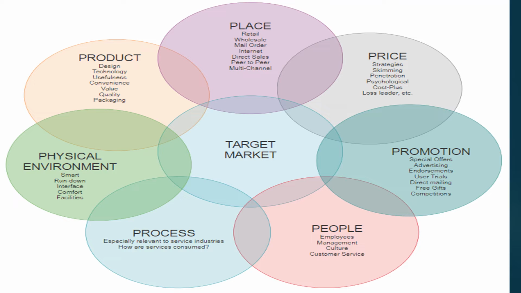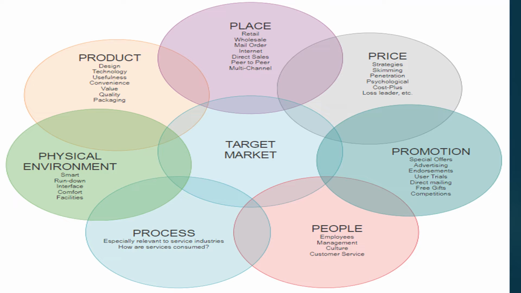Under promotion, we mainly have advertising, personal selling or salesmanship, sales promotion, publicity and public relations. These are the four main components of promotion which are used to promote the product or service in the market. And in case of service industries, we see additional three P's. The first one is people. People may be employees, management, and other staff, customer service staff.